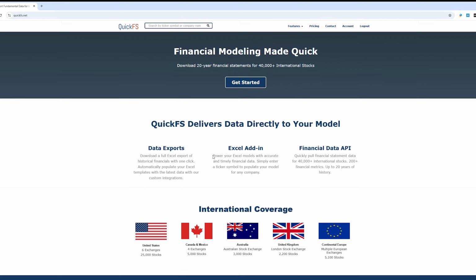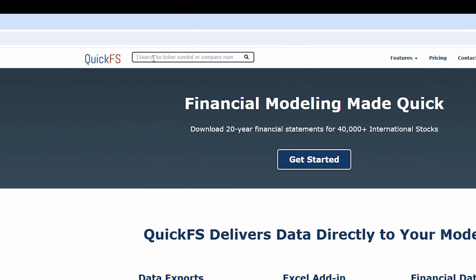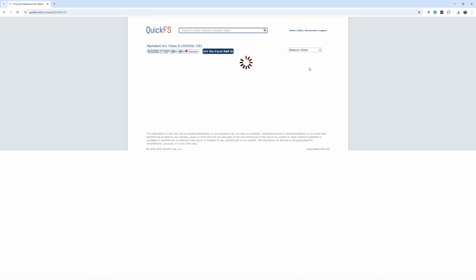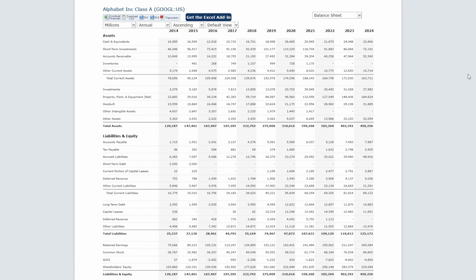One of the best free places to access company balance sheets is the quickfs.net website. I'll search for Google as our example. It is listed under its parent name, Alphabet. Then we have to select Balance Sheet from this menu. Now we can quickly review 10 years of balance sheets. Just remember the reporting convention. If the header says numbers are in millions, then a figure like 23,400 actually means 23.4 billion. That's a lot of cash for Google.